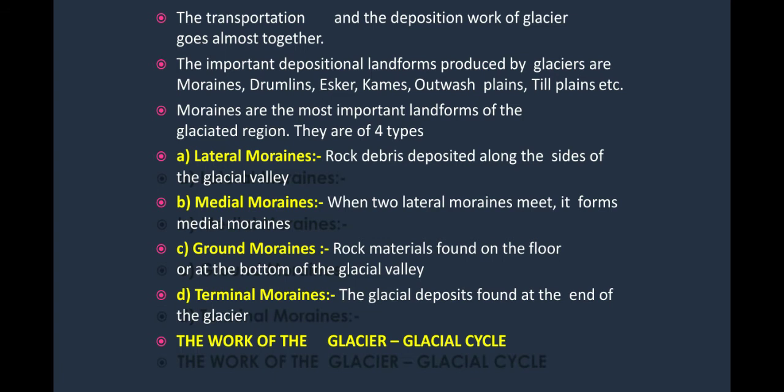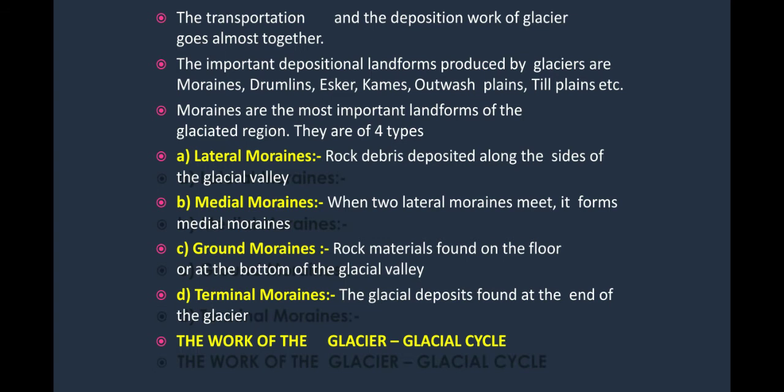Now you need not worry, there are many names, but you should remember that the glacier's work is transportation and deposition. Here one thing you should remember: moraines. Moraines are the most important landforms of the glacier and they are of four types. That is lateral moraine, rock debris deposited along the sides of the glacier valley. Where the glaciers move on the sides, rock will be deposited. Those are called lateral moraines.